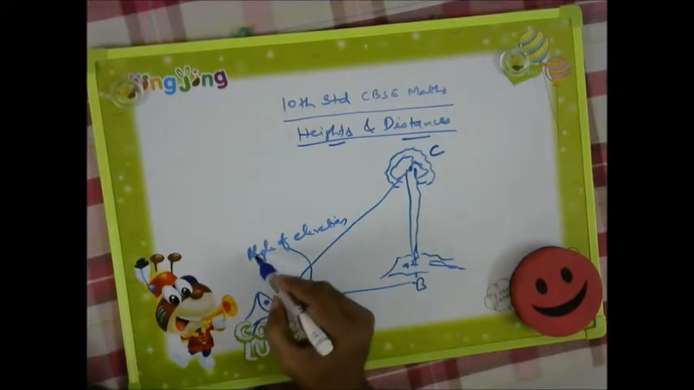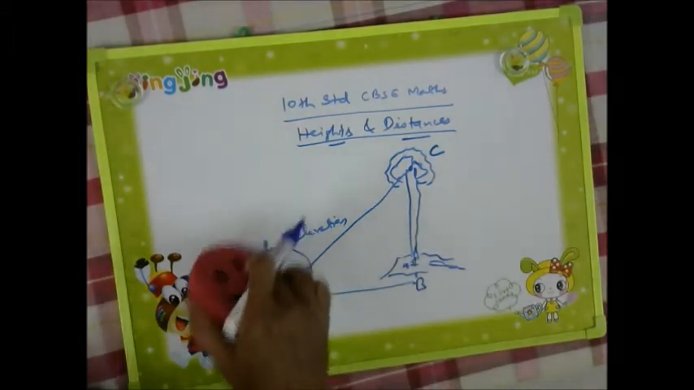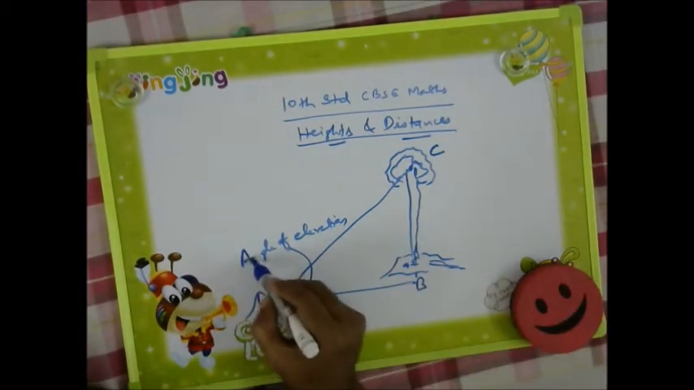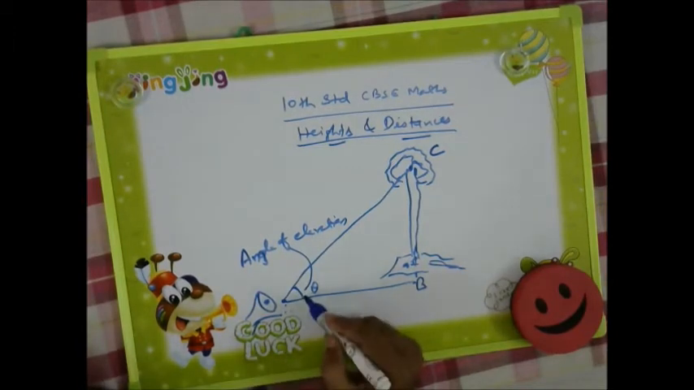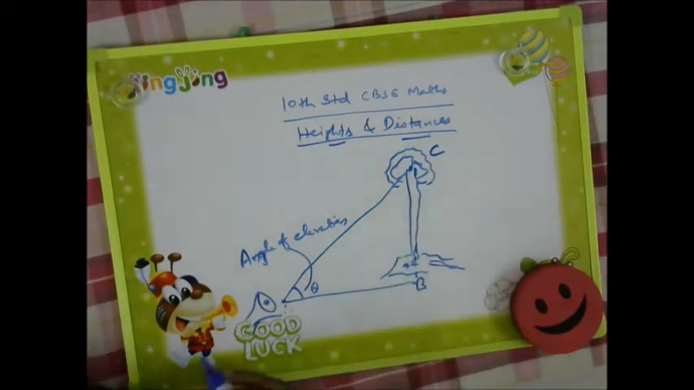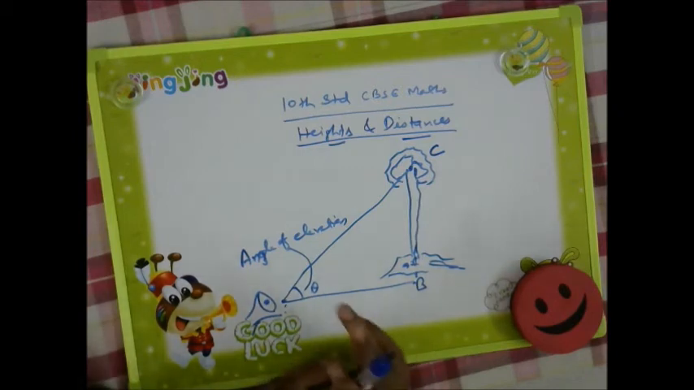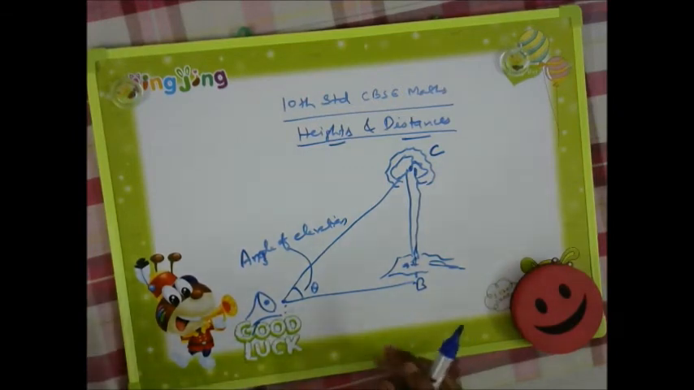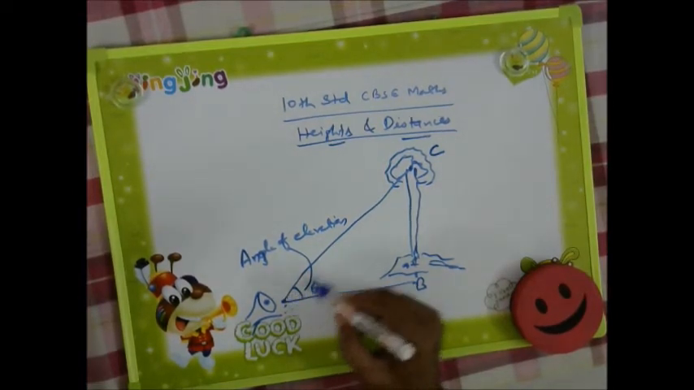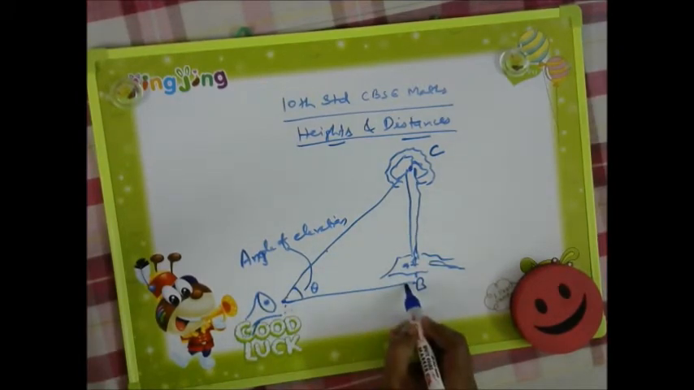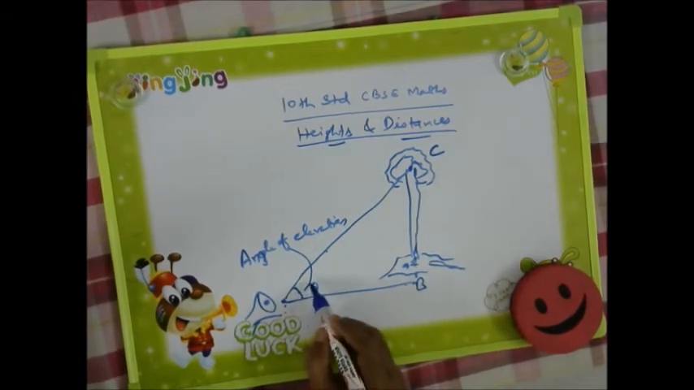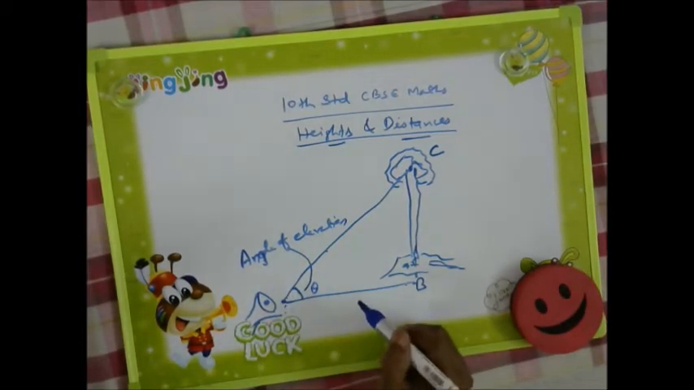Angle of elevation, this angle, when we see at the top of the tree, means when something is watched, like suppose an aeroplane is moving and we see that aeroplane by standing at some particular point. So the line of sight, this is called line of sight, with the parallel to the ground, the angle which is made is called angle of elevation.